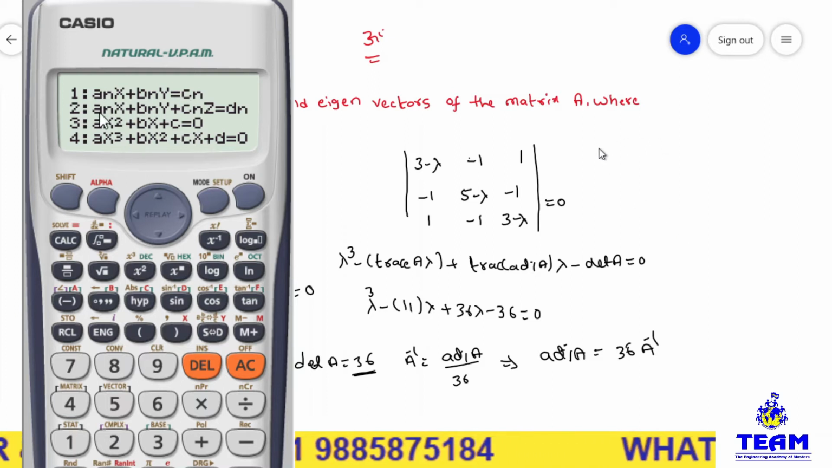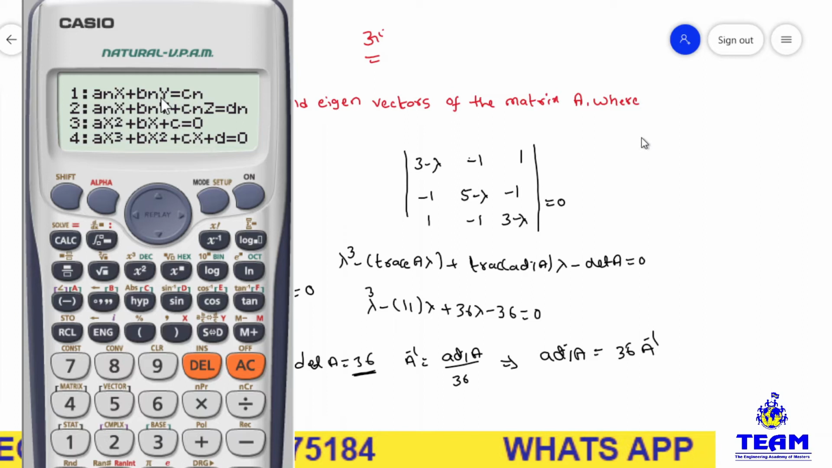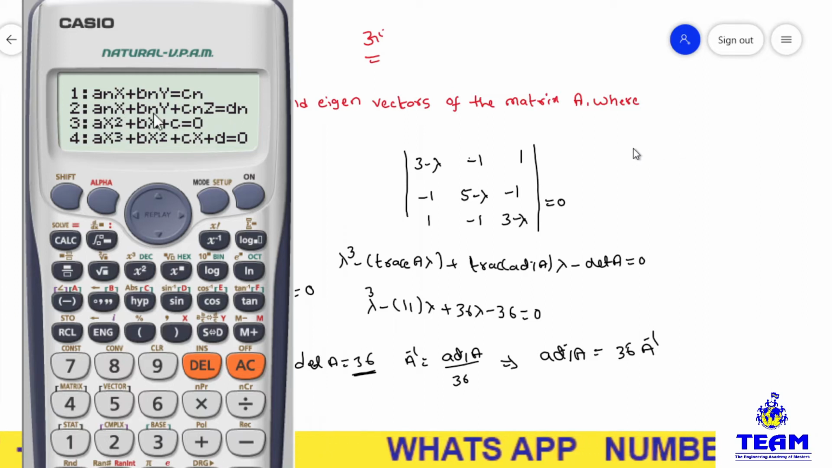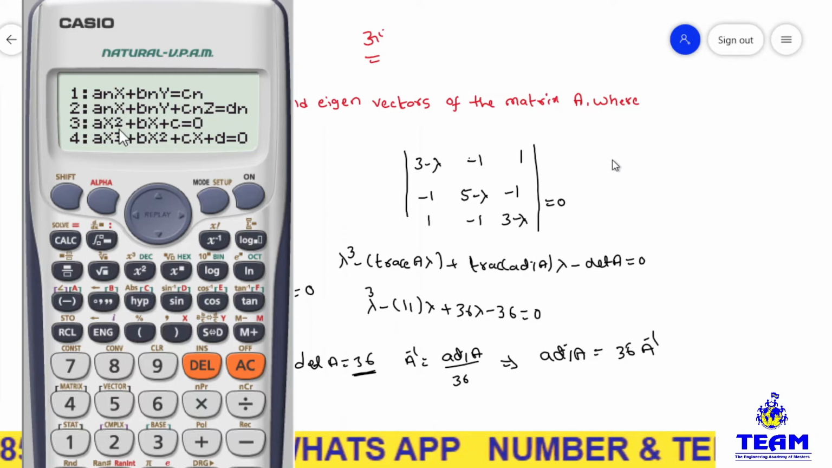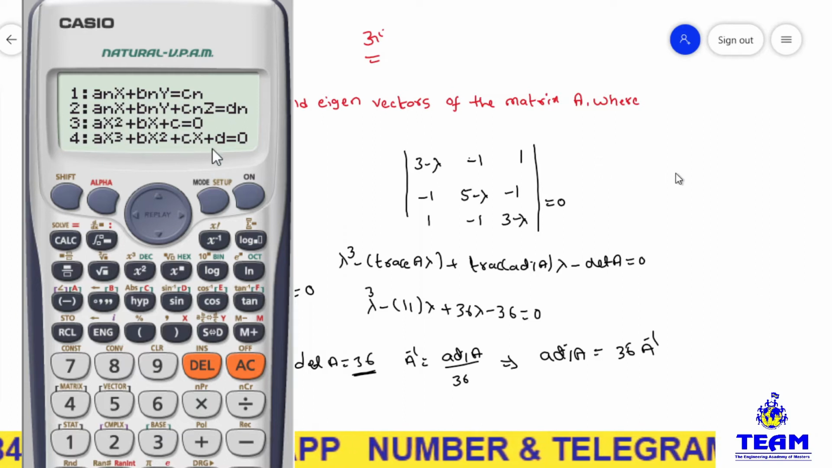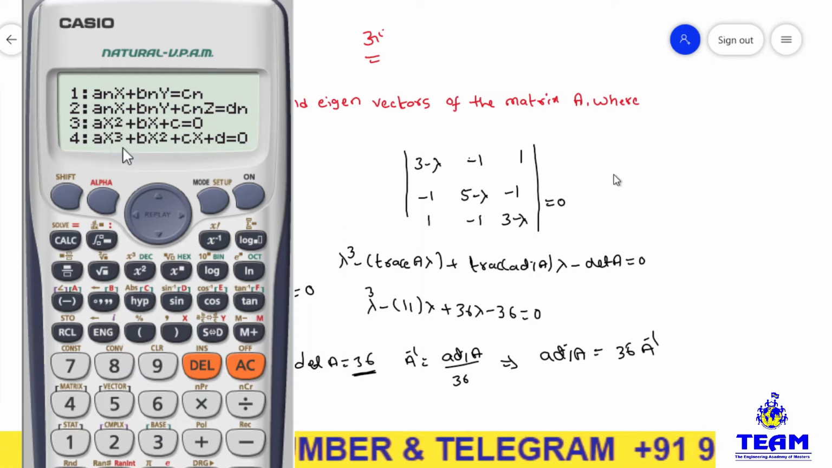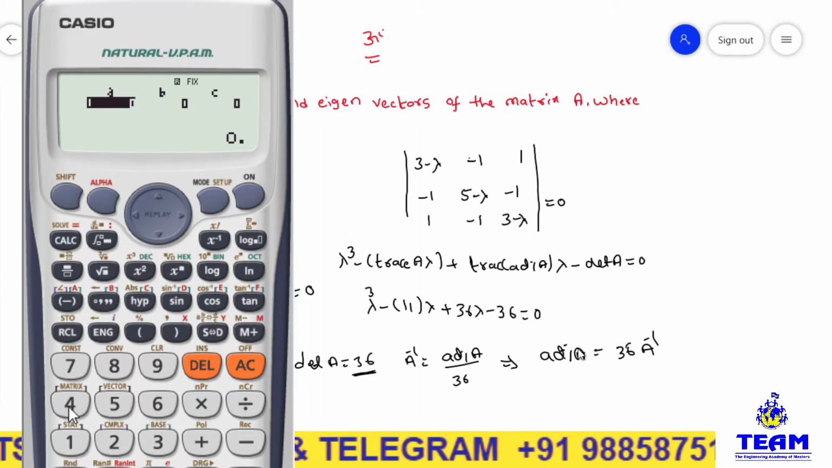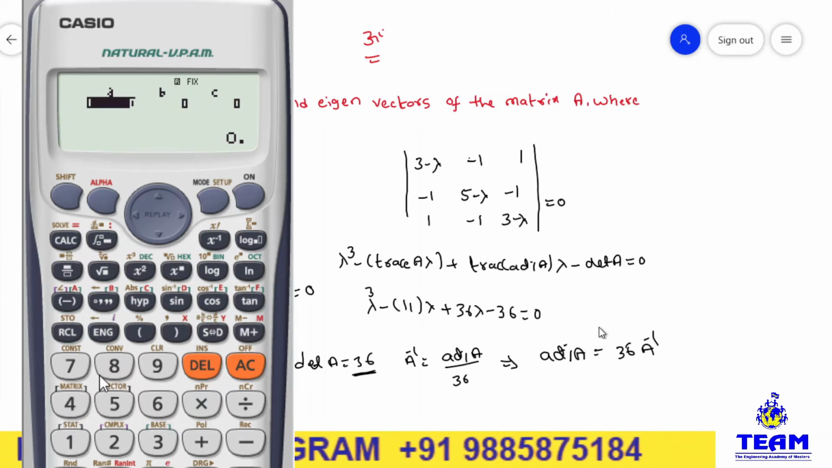This is the matrix mode. Here it has 2 unknowns, x y. Here you have 3 unknowns, x y z. Here you have 1 unknown x, but it is a quadratic equation. Now here you have 1 unknown x with a cubic equation. So press 4. Now you have to enter all the values of a, b, c, d.